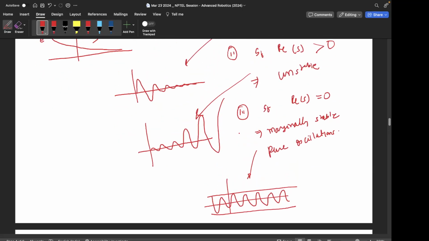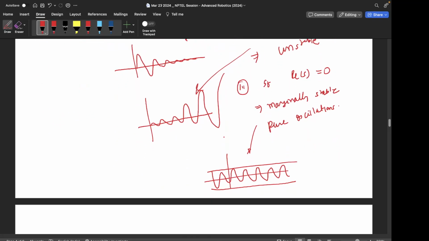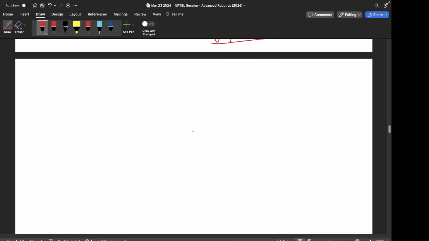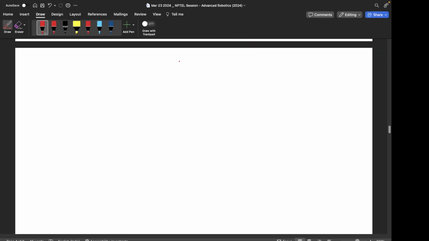So to put all these conclusions in one diagram, I will just quickly construct a diagram for these systems, and that will help you visualize and also remember.